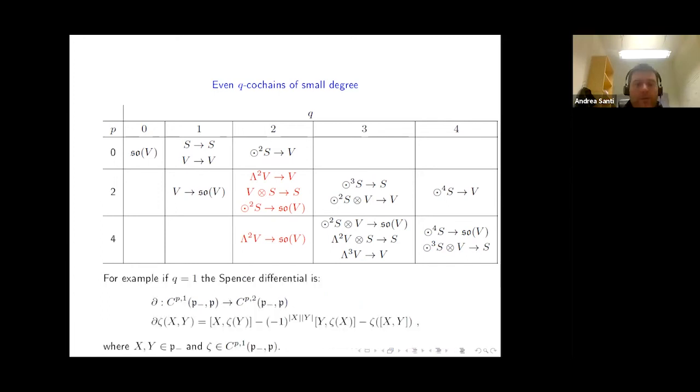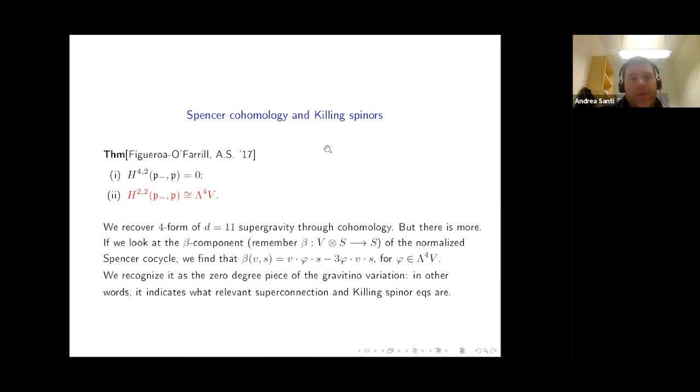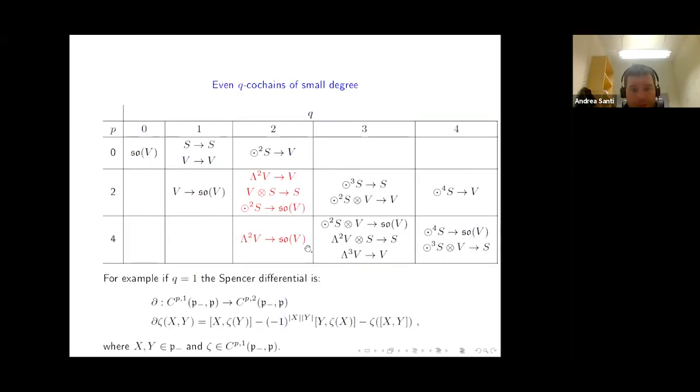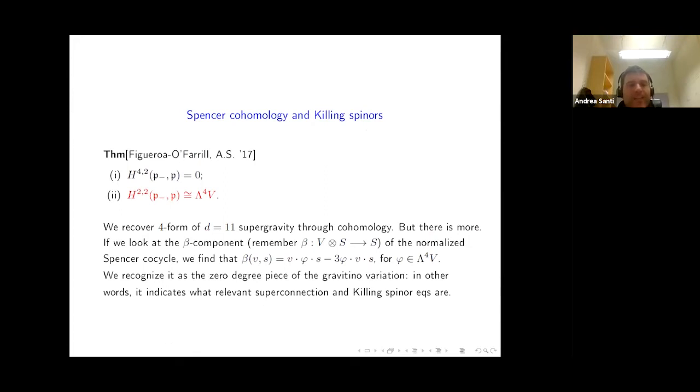I'll save you the details and I'll arrive at the result. So the result tells us that H42 vanishes and H22 is isomorphic to the four forms. This result has two important points. The first one is that H42 is where the curvature of the underlying Lorentzian manifold lives. And the fact that H42 vanishes doesn't tell us that the underlying Riemannian curvature is zero, but it is telling us that this is not the fundamental curvature object in the game. And indeed, we will see next time in the highly supersymmetric case, at least, it's possible to express the Riemann curvature in terms of a more fundamental object, which in this case is the four form.